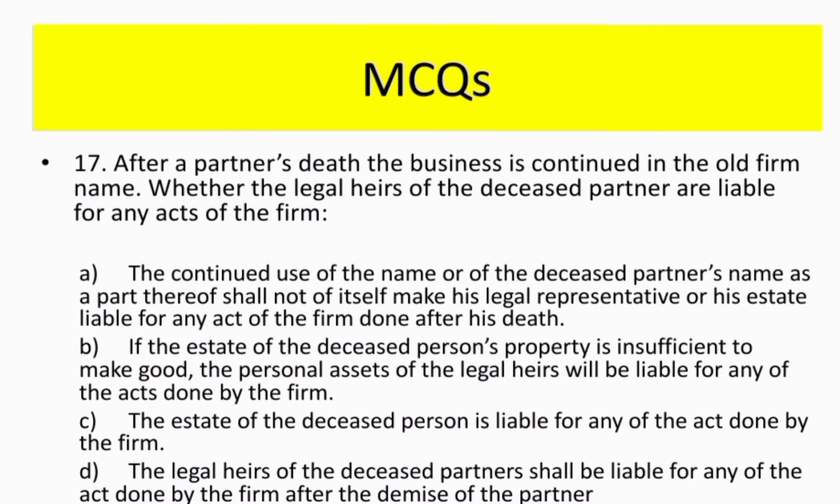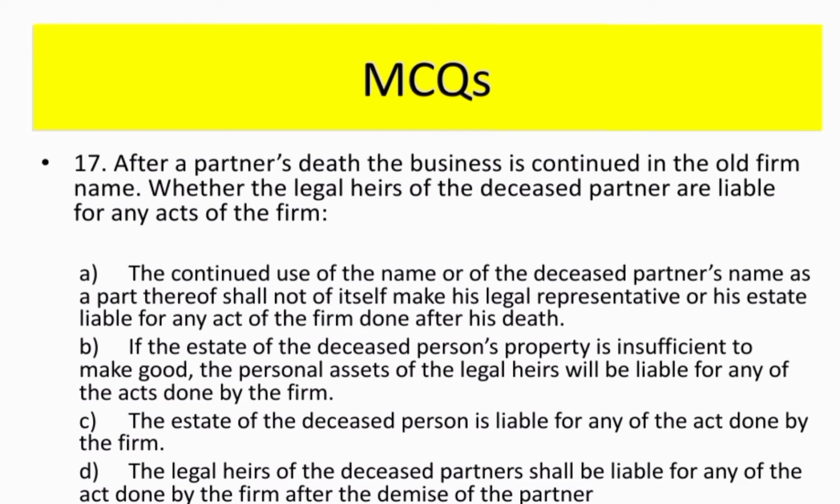Now come to question number 17. After a partner's death, the business is continued in the old firm name, whether the legal heirs of the deceased partner are liable for any act of the firm. So in this case, whenever a partner dies and the business continues in its old firm name, then his legal heir accrues his property or his share. So is that legal heir liable for the act of the firm?